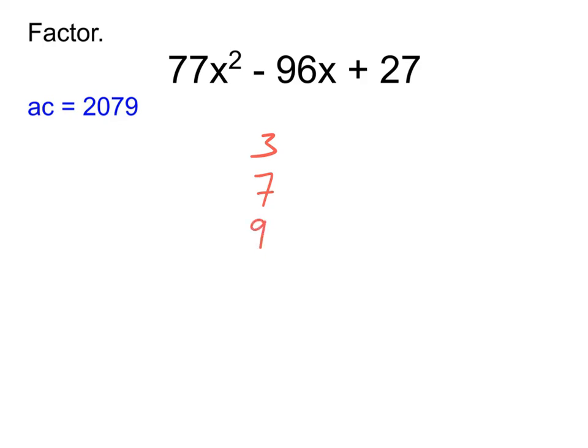9? 9 is worth checking, yes. Because remember, 9 is made up of 3s. And 3s do go into 27. Okay? 10 wouldn't work because it's even. Should we check 11? Yes.